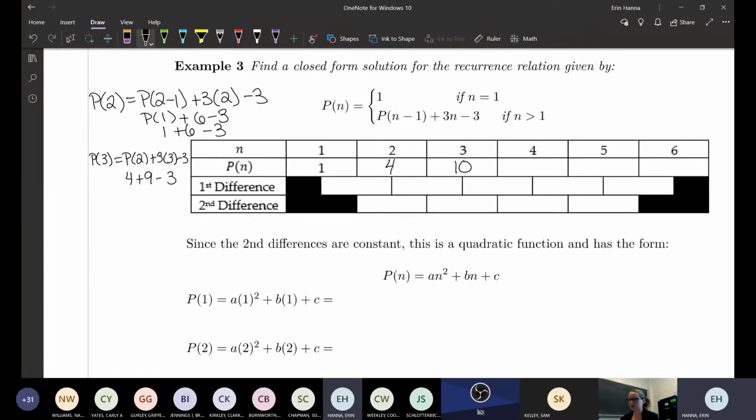And now maybe just trust and believe me on 4 through 6. If you really want to see the worked out pieces that I just wrote here for 4 through 6, let me know. But it's the same kind of idea where you're taking the term before it, then adding 3 times the number you're plugging in minus 3. So we would have 19, 31, and 46.